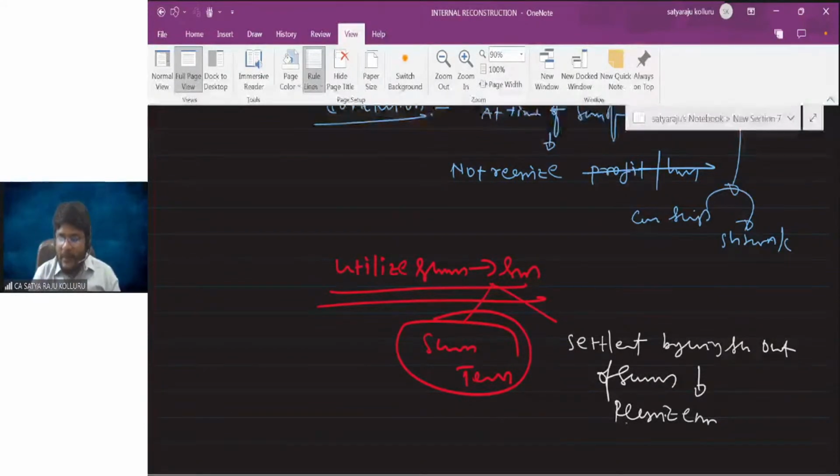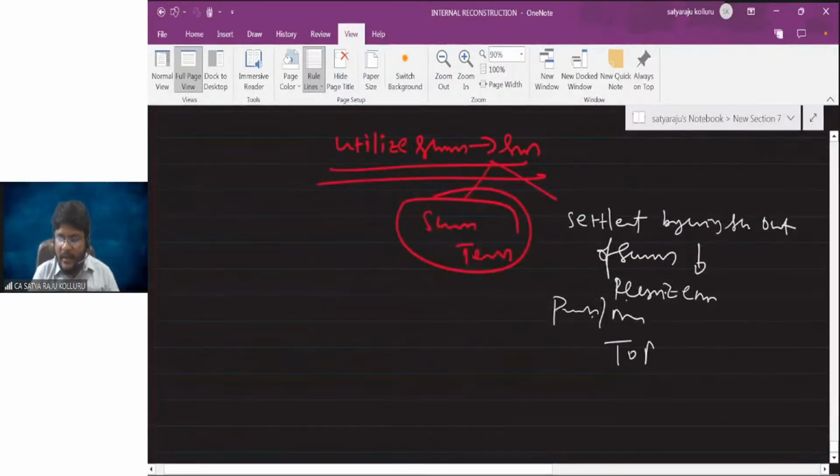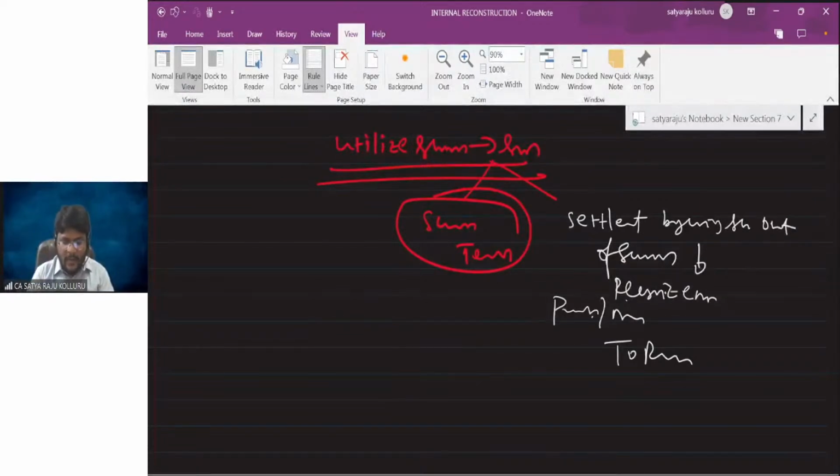So that's why at the time of settlement, the entry for that party, meaning creditors or debenture holders, is to reconstruction. Is it okay to all of you? These are the conclusions drawn by me.